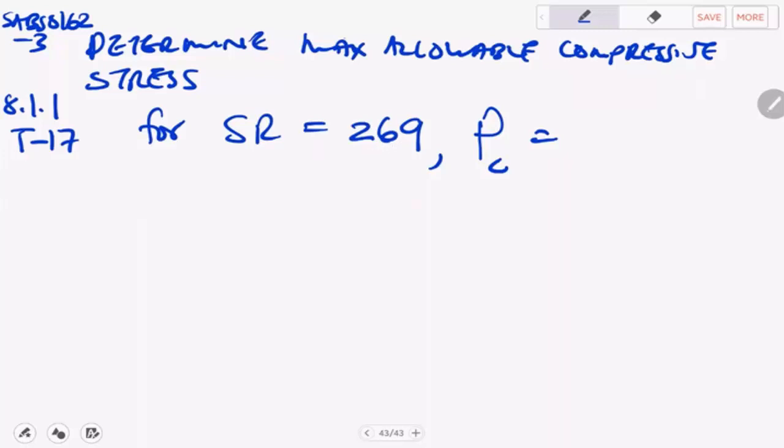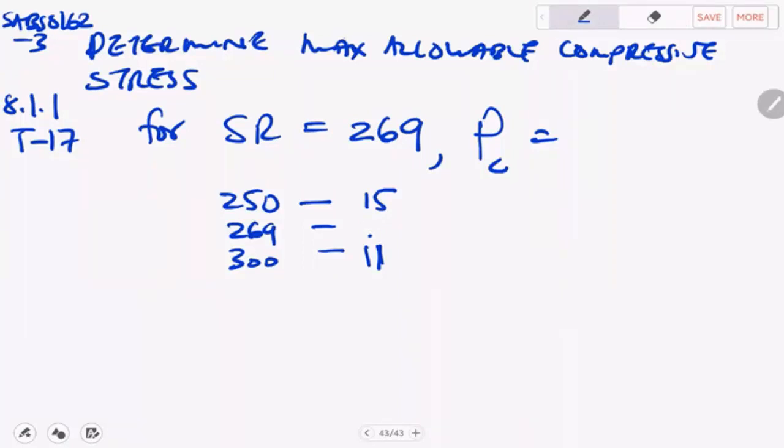It's a value which is going to be somewhere between 15 and 11. For 250 we have a value of 15 megapascals. Then for 300 we've got 11 megapascals. So what do we do for 269? We can do linear interpolation. We want to find the value of pc for a slenderness ratio of 269.